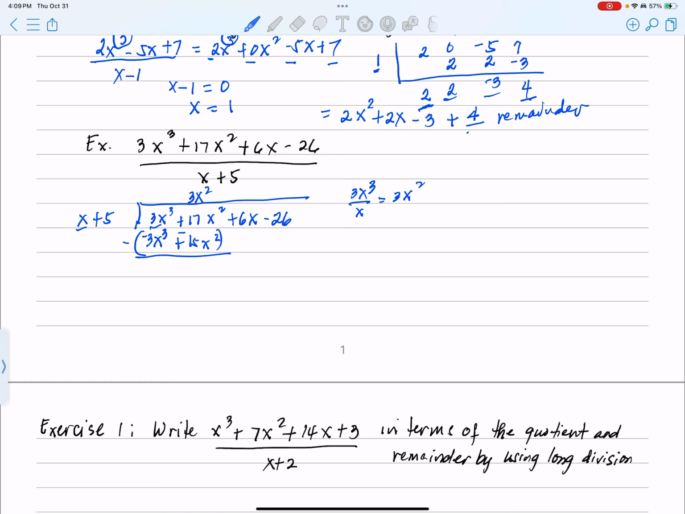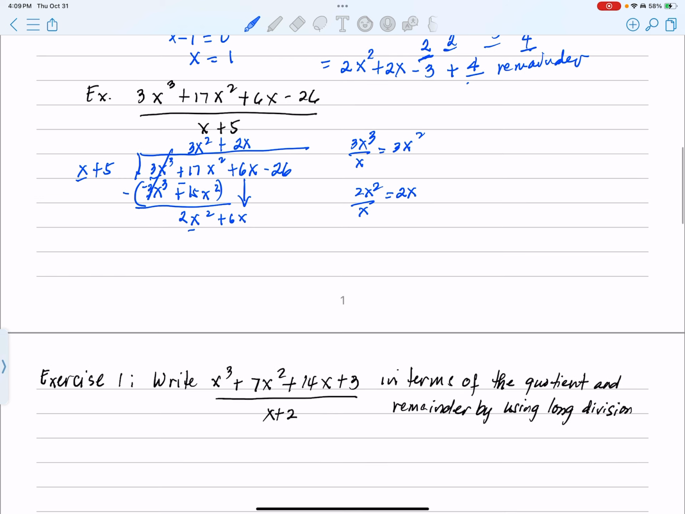Okay, cancel this out. 17 minus 15, that is 2x to the second power. Bring down the next term, so plus 6x. Then do the same process. 2x squared divided by x, that would be 2x. So place that at the top where the x to the first power is found. Then multiply back: 2x times x, that would be 2x squared. 2x times 5, that is 10x.